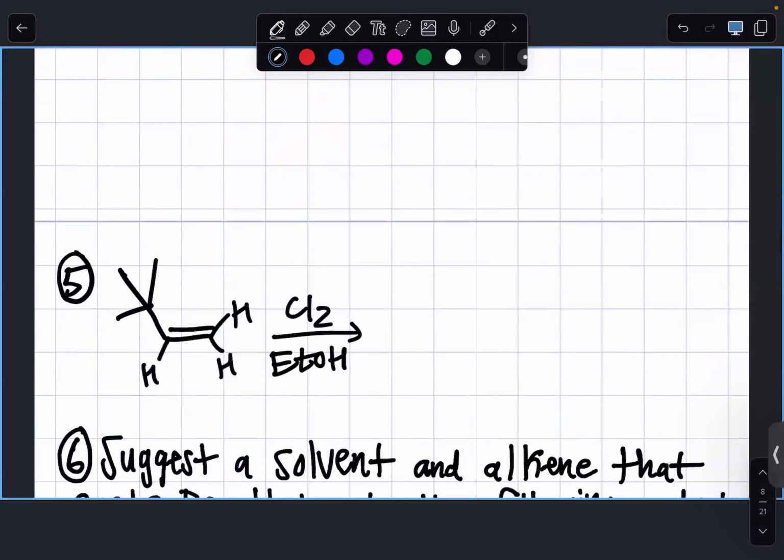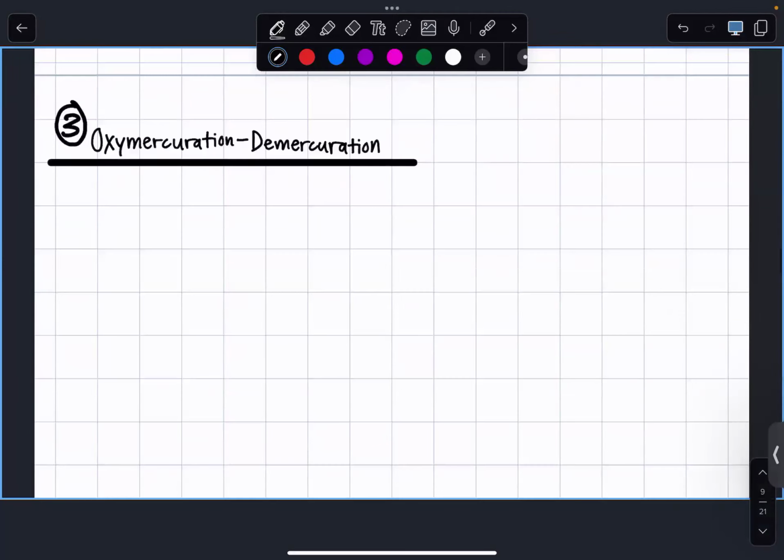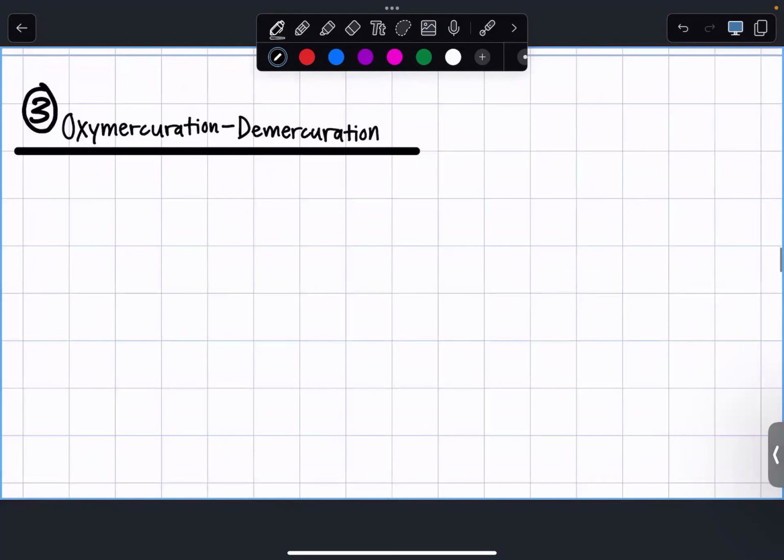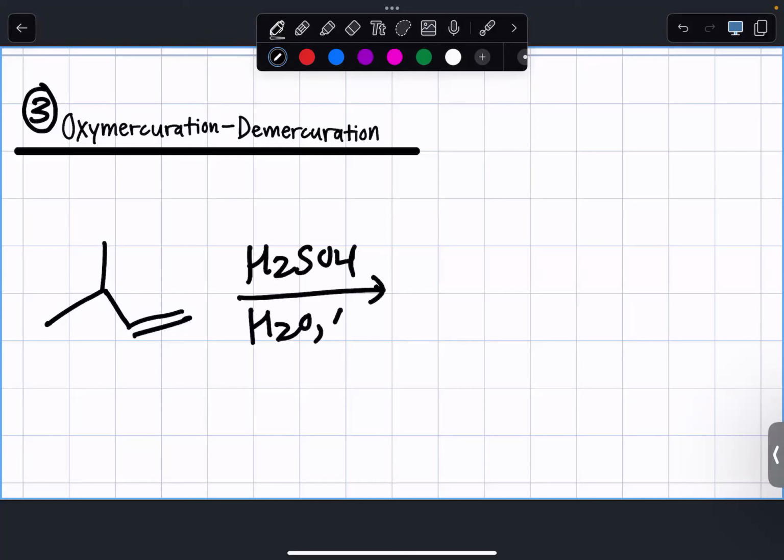Okay. Now let's go on to oxymercuration-demercuration. Oh wait, first let's say we do this and we put this through H2SO4, water, and heat. What product do you guys predict here based on these? Yeah, on this side right here.